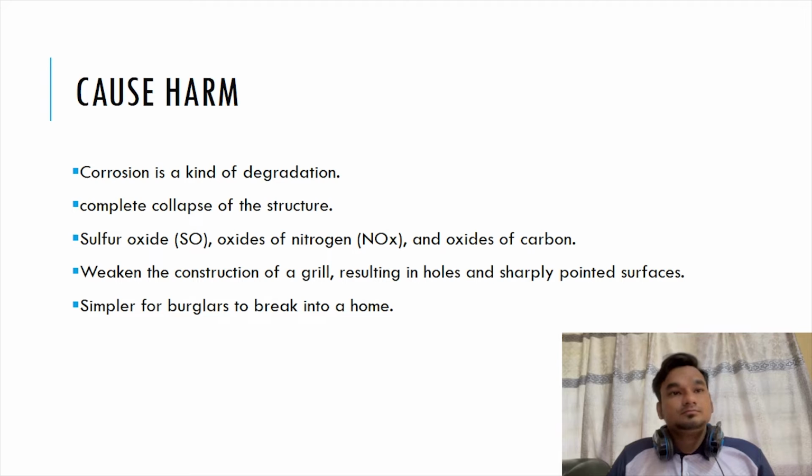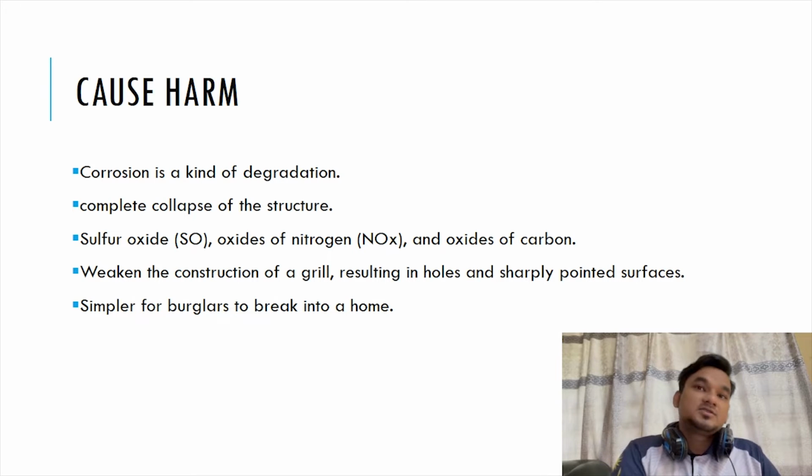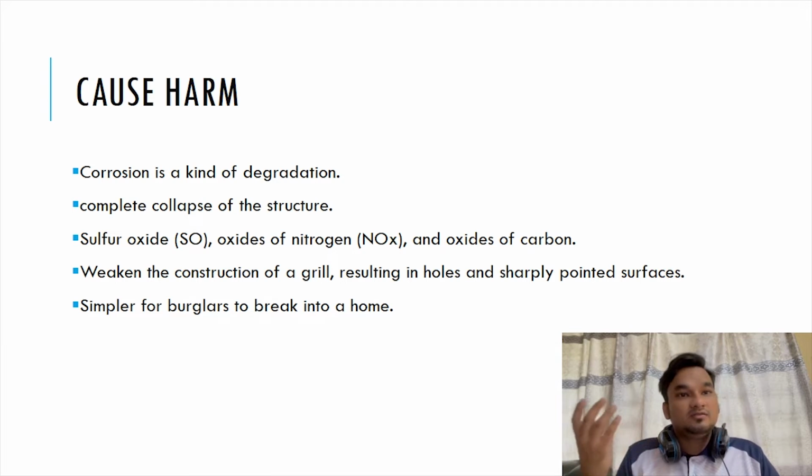As shown previously, pitting corrosion may weaken the construction of the grill, resulting in holes and sharply pointed surfaces, which may indirectly injure anyone who steps on or strikes the grill. It may cause an infection and has the potential to cause major harm to the body of the injured person.